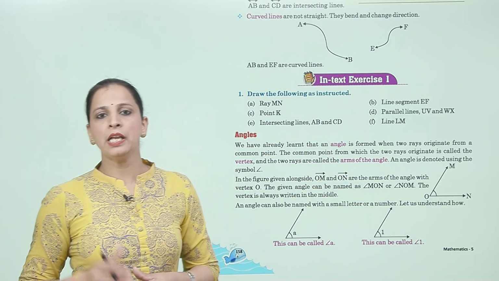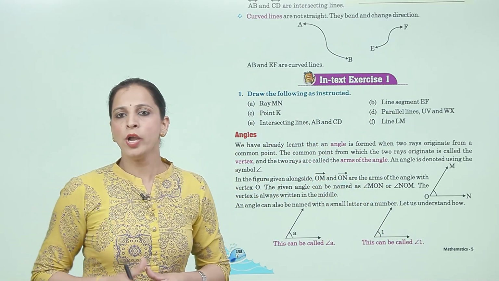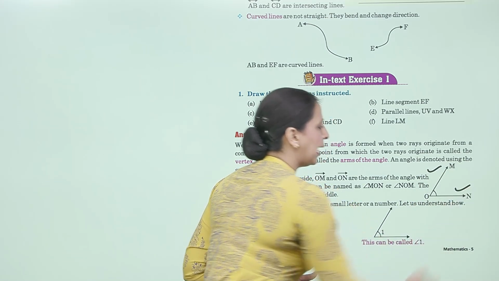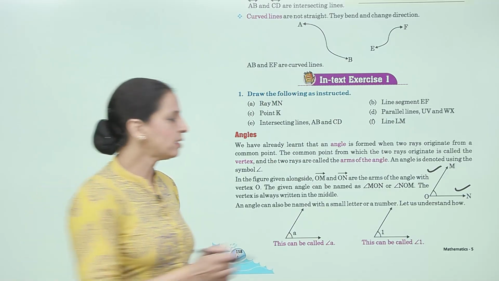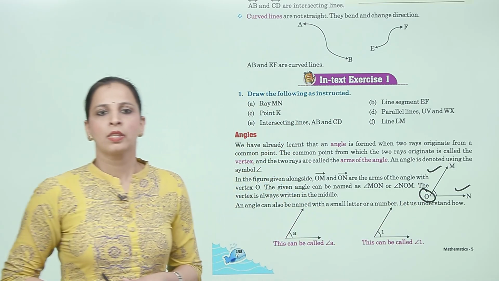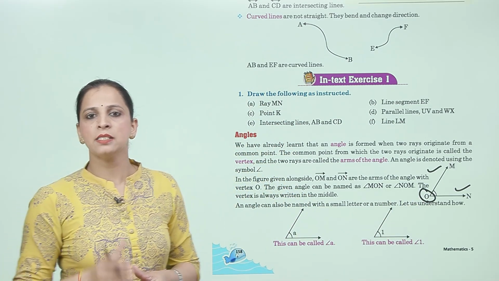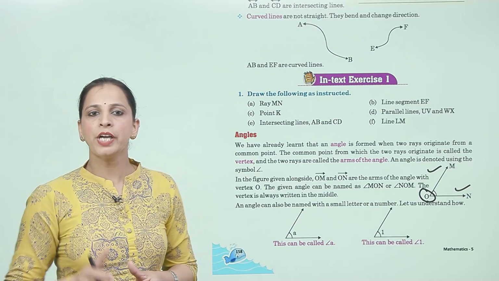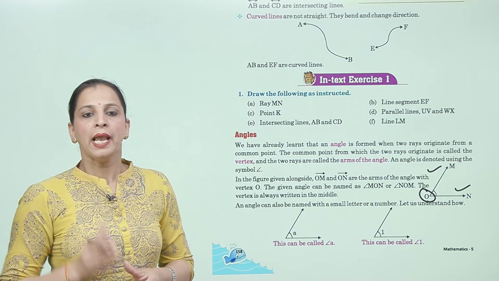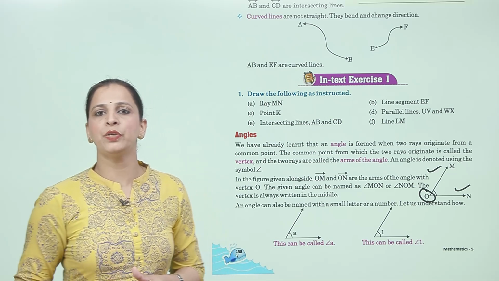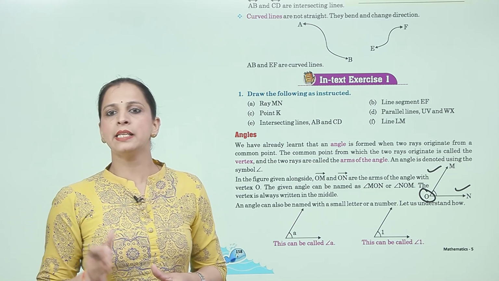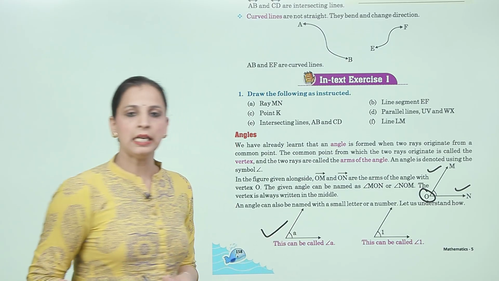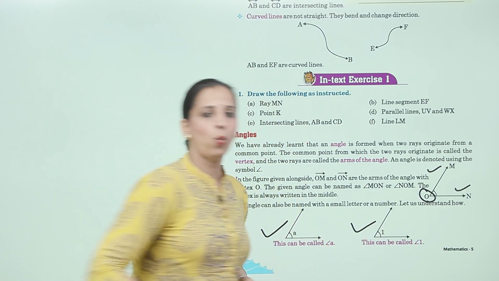In the figure given alongside, ray OM and ON are the arms of the angle with vertex O. The given angle can be named as angle MON or angle NOM. The vertex is always written in the middle. An angle can also be named with a small letter or a number. Let us understand how. This can be called angle A. This can be called angle 1.